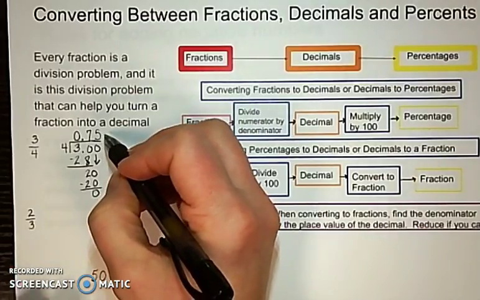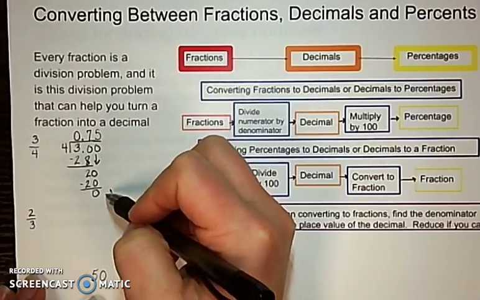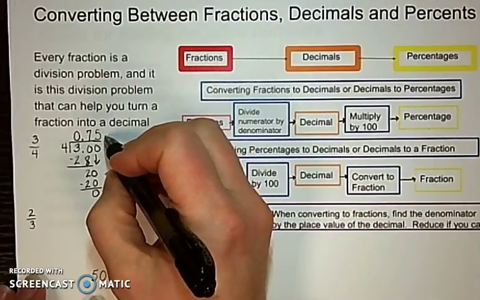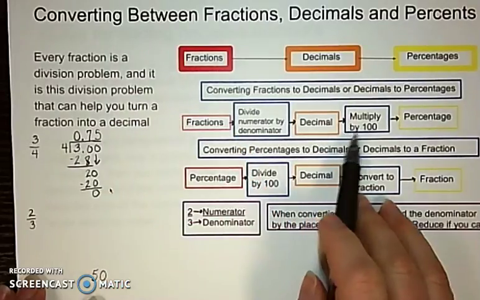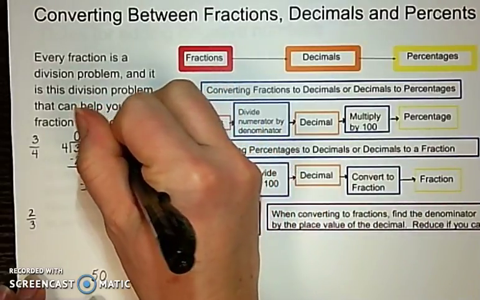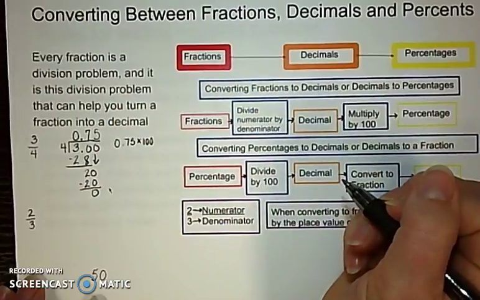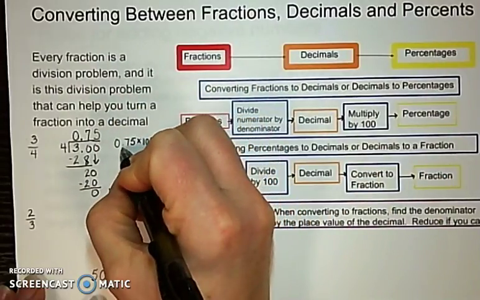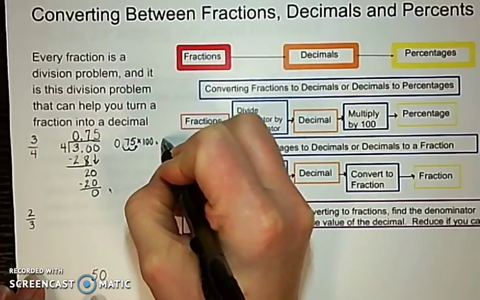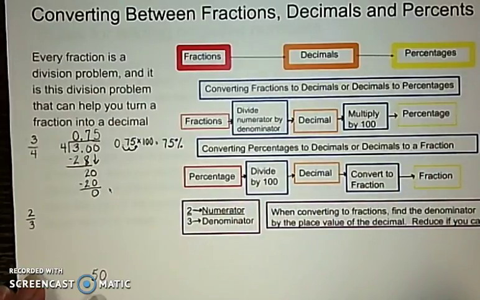And this is an example of a decimal that terminates or stops. I've come down here, I have a remainder of 0, and I'm done. I can then take this decimal to turn it into a percentage, and I'm just going to multiply it times 100. So when I take 75 hundredths and I multiply it times 100, all that's going to happen is my decimal point is going to move 2 places to the right. And so that gives me the percent, 75%.